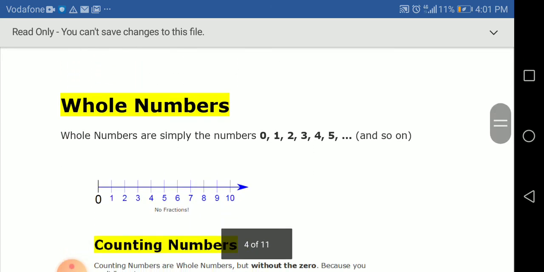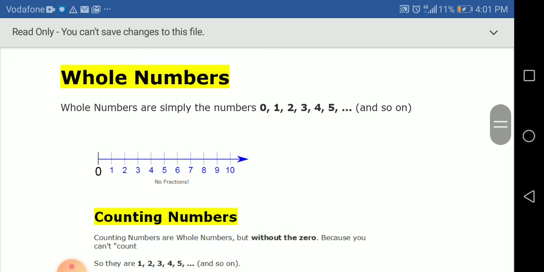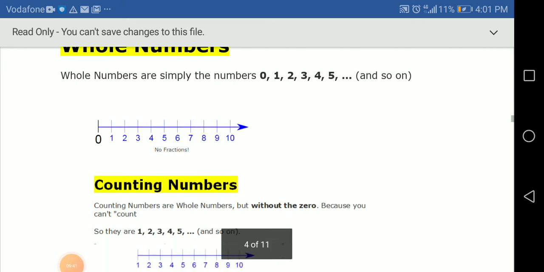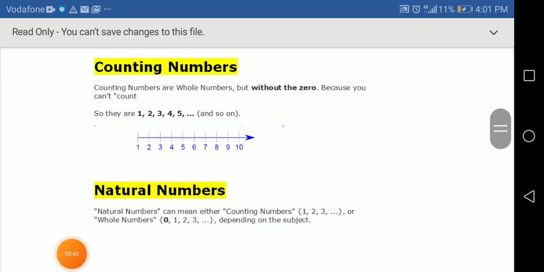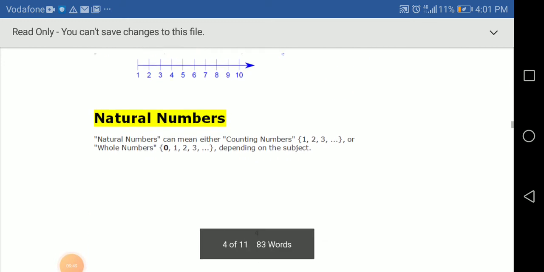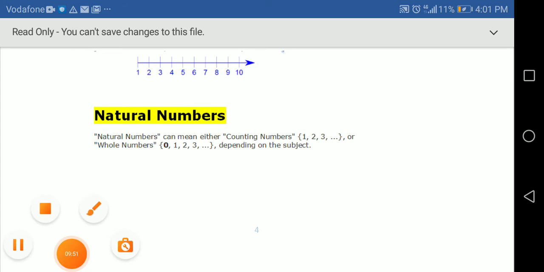Okay. Remember that we have whole numbers. Whole numbers are simply 0, 1, 2, 3, 4, 5, and so on. We have no fractions here. Counting numbers are whole numbers without 0. This is important. Without 0. Natural numbers, we mean either counting numbers and or whole numbers.